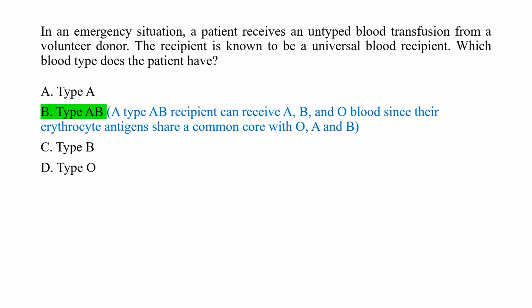So the correct option here would be B, type AB. A type AB is known as the universal recipient. This means that they can accept blood from type A, B, AB, or O donors. And the reason behind this is that the type AB blood contains both A and B antigens on the surface of the red cells, so they won't produce any antibodies against A, B, or O antigens.